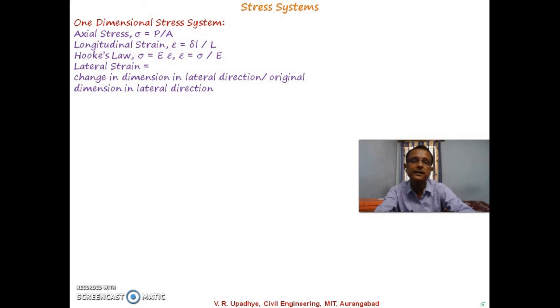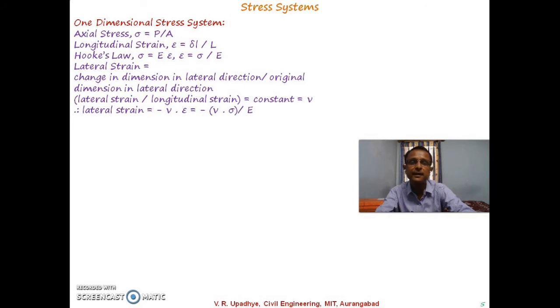Now, the change in dimension in the lateral direction. Due to a force applied in a particular direction, the dimension in the other direction will get elongated or compressed. That is called lateral strain, and we discussed that the ratio of lateral strain to longitudinal strain is constant, and that constant is called Poisson's ratio. So lateral strain is minus mu times epsilon, or if epsilon is equal to sigma divided by capital E, then lateral strain is minus mu times sigma divided by E.